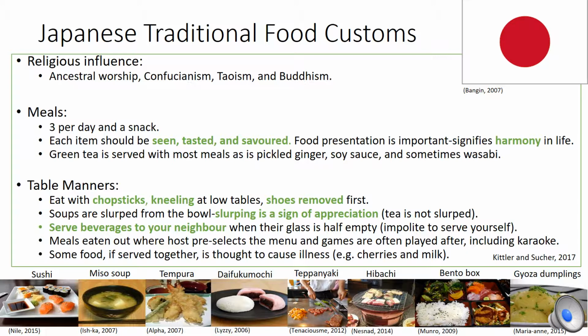Items around etiquette include that you eat with chopsticks, kneeling at low tables, having first removed your shoes. Soups are slurped from the bowl, as slurping is a sign of appreciation. However, tea is not slurped. Serve beverages to your neighbor when their glass is half empty. It is impolite to serve yourself.